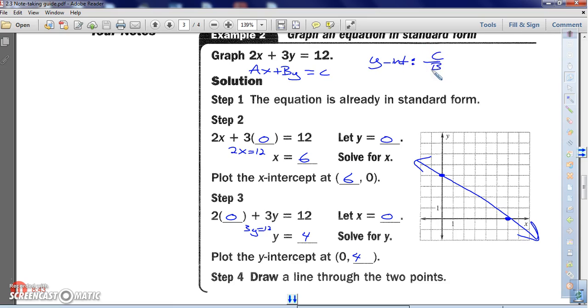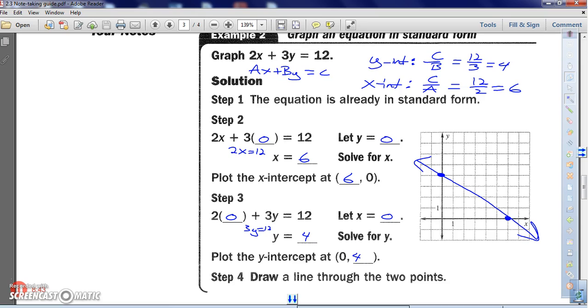In this problem, that would be 12 divided by 3, which is 4. And again, on the y-axis, I go up here to 4 and put a point. To find the x-intercept, well, that's c over a. And so in this problem, that would be 12 over 2, which is 6. So again, on the x-axis, I go over here to 6 and put a point and draw my line.